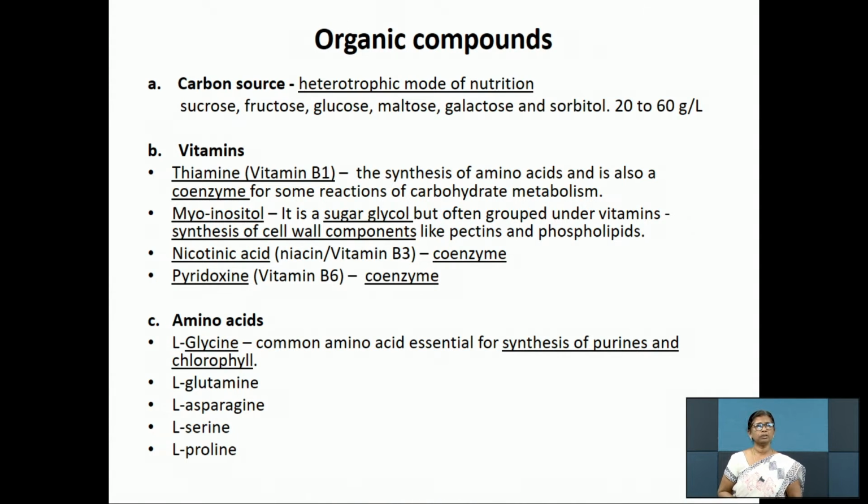And vitamins are thiamine, that is vitamin B1. It is very essential for the synthesis of amino acids, and it also acts as a coenzyme for the metabolism of carbohydrates. Then next is myoinositol. It is a sugar alcohol, but it is often grouped under the vitamins. It is responsible for the synthesis of cell wall components like pectins and phospholipids. Next is nicotinic acid, that is vitamin B3. It also acts as a coenzyme. Also pyridoxine, vitamin B6, also acts as a coenzyme.